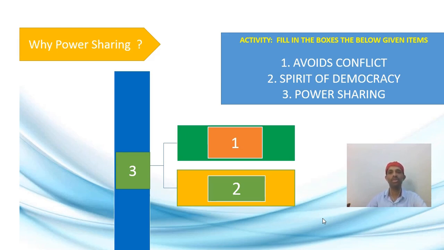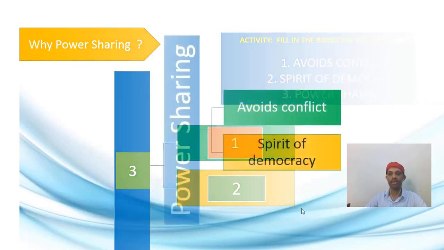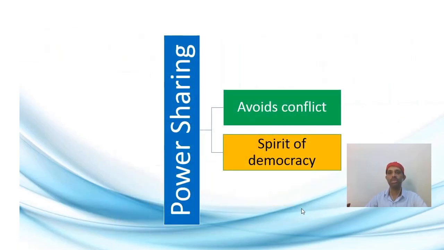So these are the two reasons why we should have power sharing in any part of the world, any system of government, especially in democracy. It is the moral spirit that we should have power sharing. So, two reasons for power sharing. Number 1, to avoid conflict. Number 2, yes, it is the spirit of democracy. So, we should have power sharing in most of the democracies of the world.